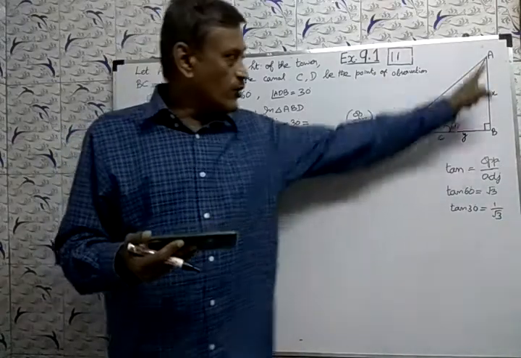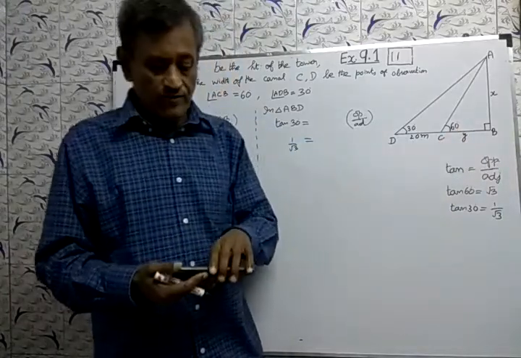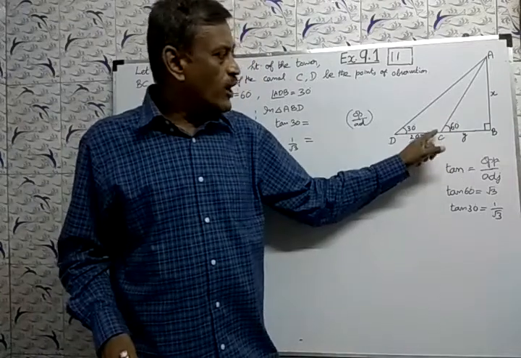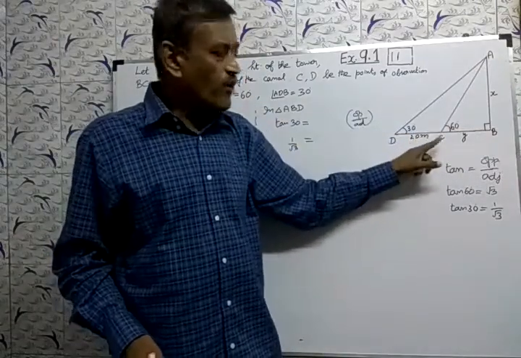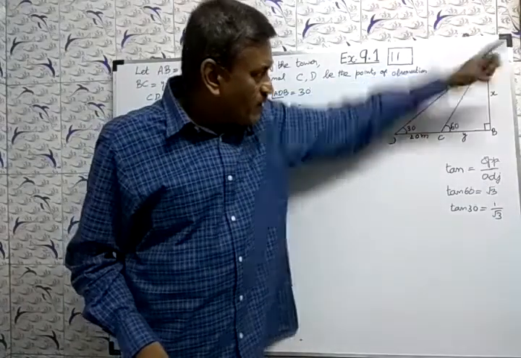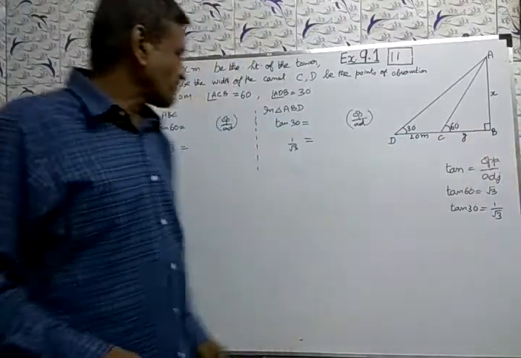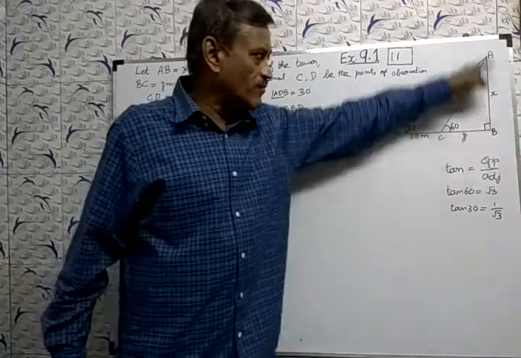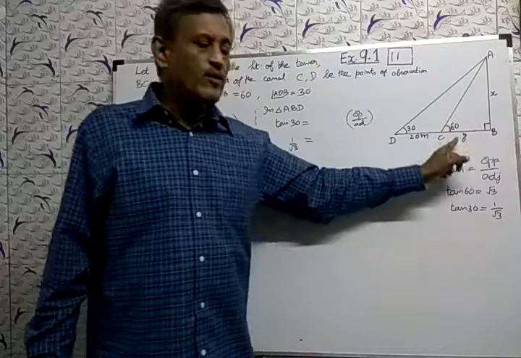Find the height of the tower and the width of the canal. You have to find both. It is a wonderful question, because we find the height of the tower without climbing it, and the width of the canal without swimming across. So first, AB equal to x meters is the height of the tower, and BC equal to y meters is the width of the canal.